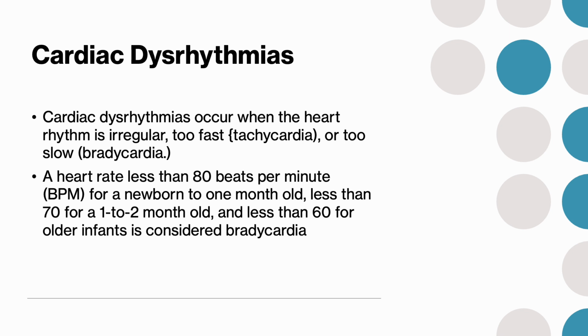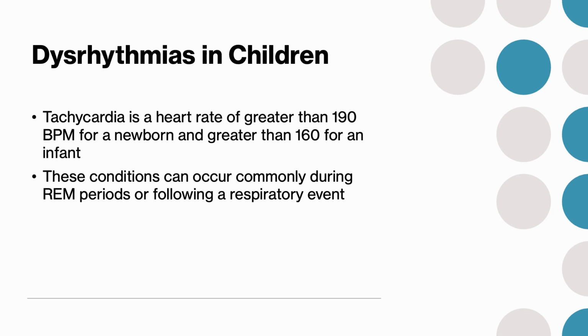A heart rate of less than 80 beats per minute for a 1-month-old and younger, or less than 70 beats per minute for a 1 to 2-month-old, or less than 60 beats per minute for older infants is considered bradycardia. Tachycardia is when the heart rate is greater than 190 beats per minute for a newborn and greater than 160 beats per minute for an infant. A lot of times it's common for tachycardia to occur in REM or during respiratory events. Even if you don't score those instances on the record, you should include them in your documentation.